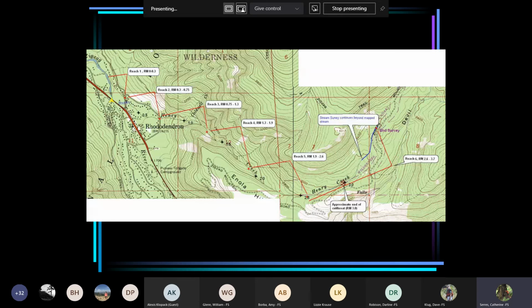This is just an example of a reach break map. It doesn't have a ton of other information in it, but it actually shows where the reach breaks are on the map, so that when somebody's looking, they can know exactly where to look. If they're looking for data in reach 3, they know where reach 3 is located.